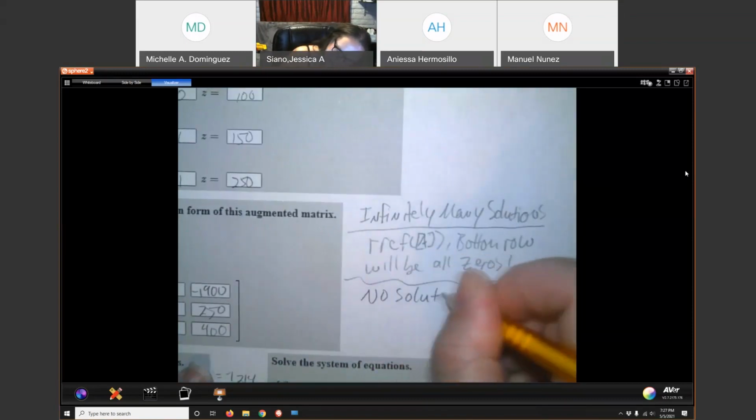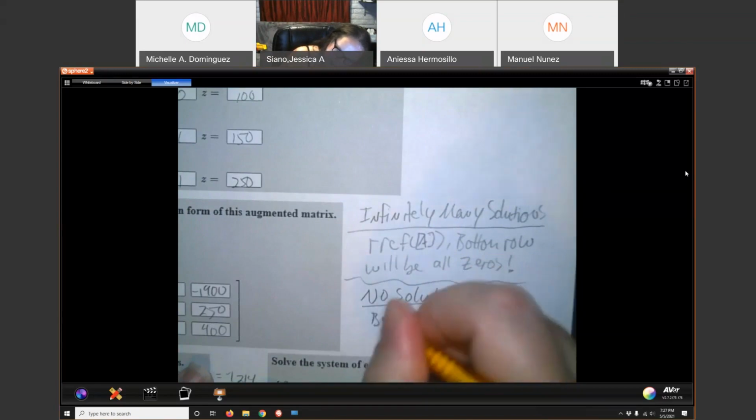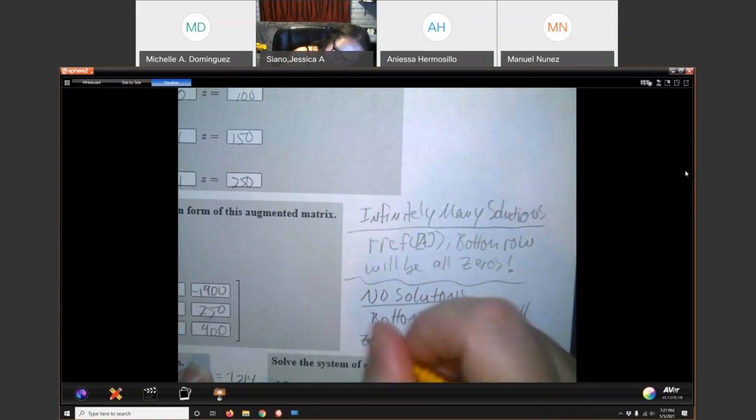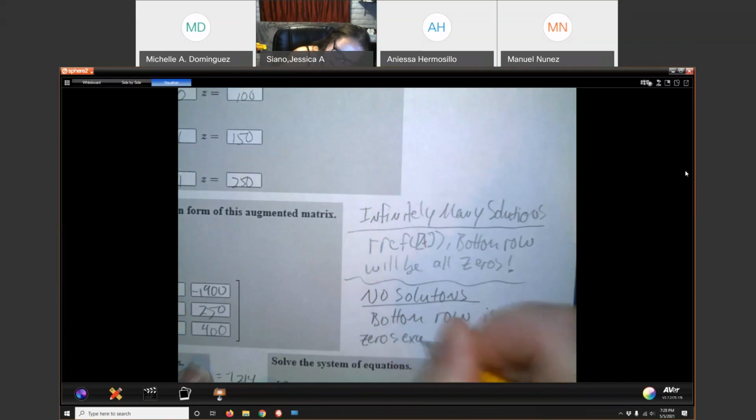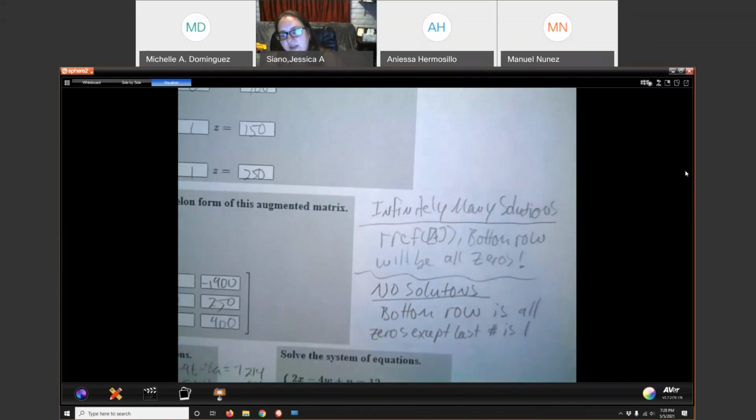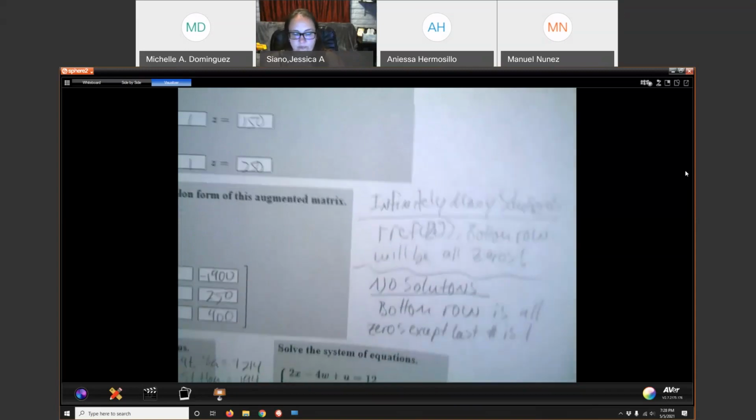And if you have no solutions, then your bottom row is all zeros except the last number is 1. So it would be like 0, 0, 1 or 0, 0, 0, 1. That means you have no solutions. So all zeros is infinitely many solutions, and all zeros and then a 1 is no solutions. Okay? All right.